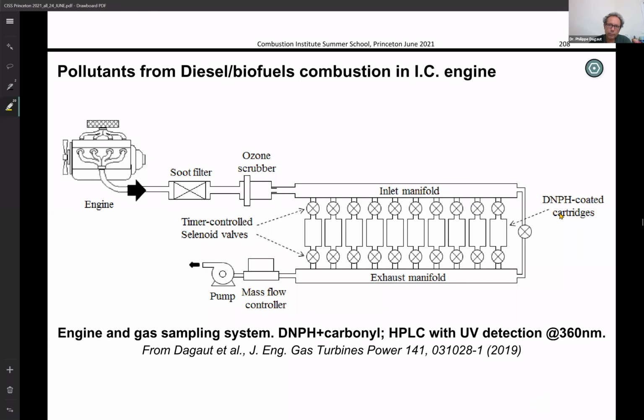And for that, we used the dinitrophenylhydrazine cartridges. This molecule can interact with a carbonyl group, release water, and then you get a complex which can be analyzed easily by HPLC and detection by UV, because this phenyl group is strongly absorbing in the UV. And typically people do that at 360 nanometers. So I will show you some results.